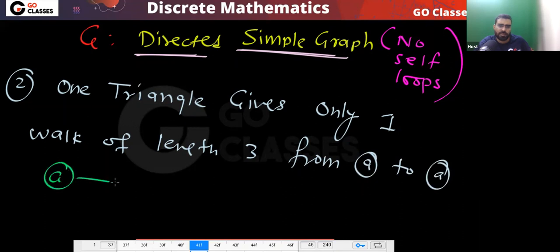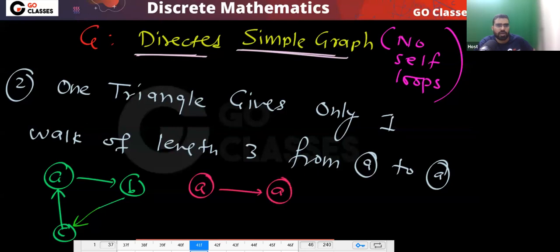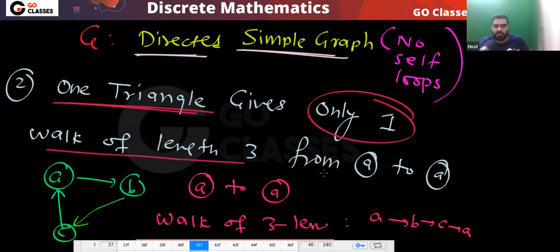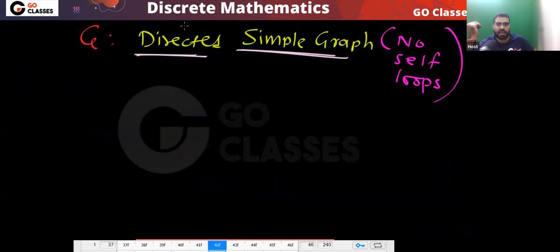Because if you have one triangle, for example A, then B, then C, and then back to A, some simple observation will tell you that this is the only walk of length 3 from A to A. That is A to B, B to C, C to A. This is the only one, right? So one triangle can give you only one walk of length 3 from A to A. So tell me, how much contribution does one triangle have?